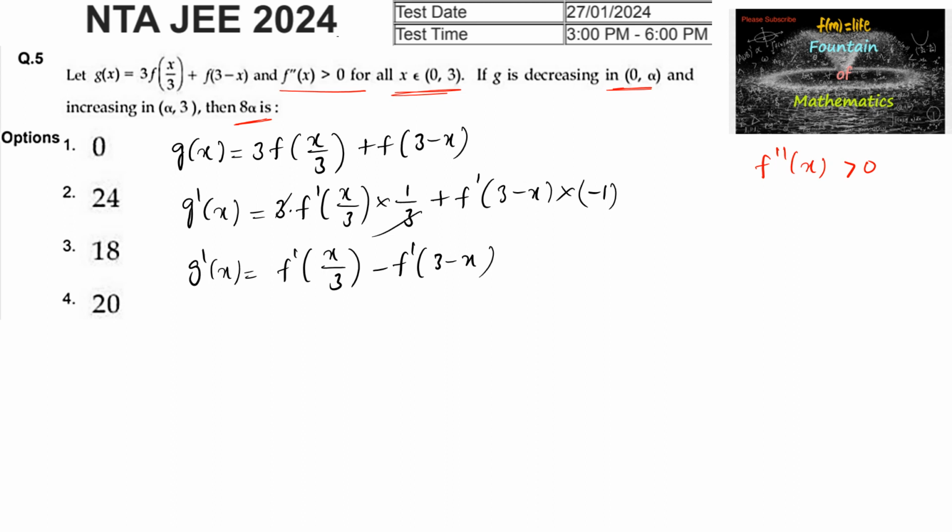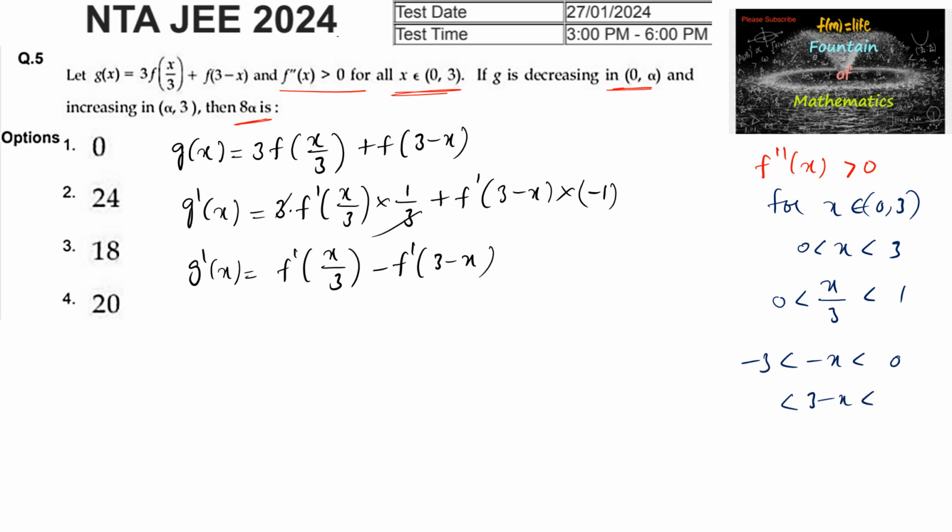And now f double dash of x is greater than 0 for x belongs to (0, 3), that is x lies between 0 and 3, and x upon 3 is lying between 0 to 1, and negative x lies between minus 3 to 0, and 3 minus x lies between 0 to 3. So here we can say that x upon 3 is smaller than 3 minus x. So definitely, since f double dash of x is greater than 0, we can say that f dash of x is increasing.